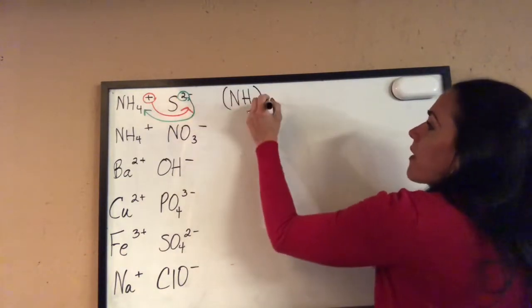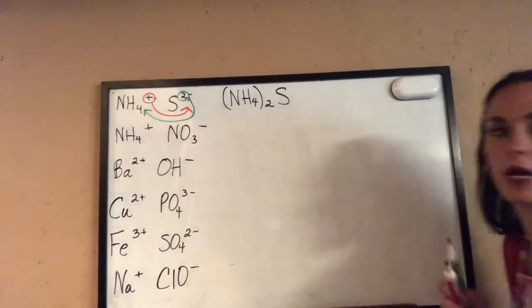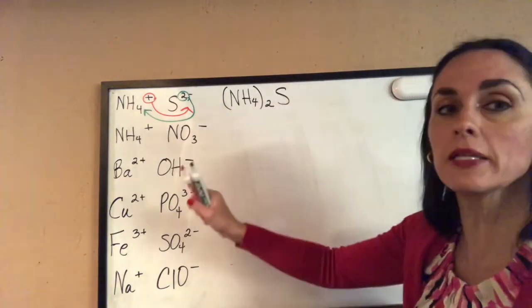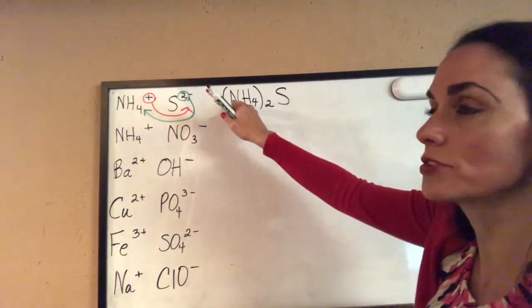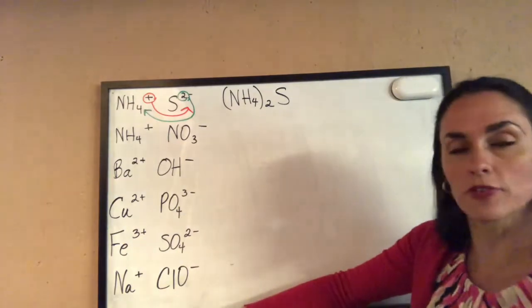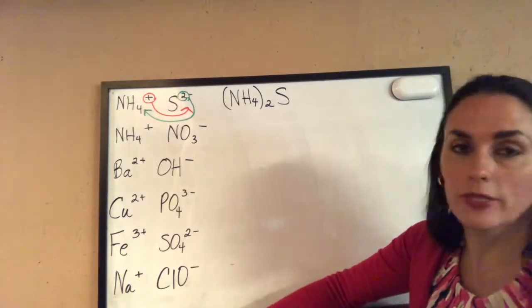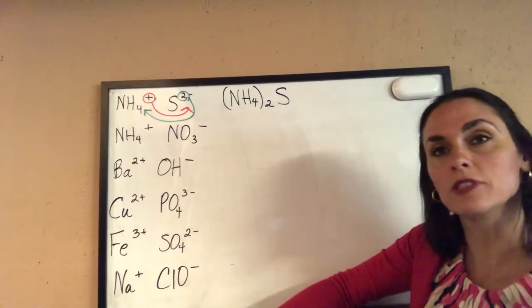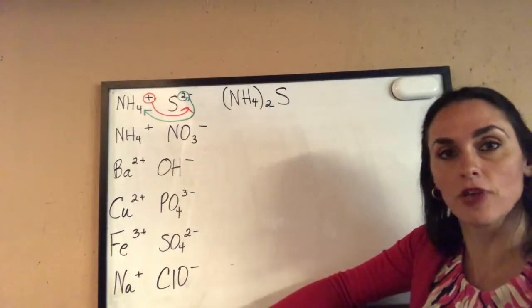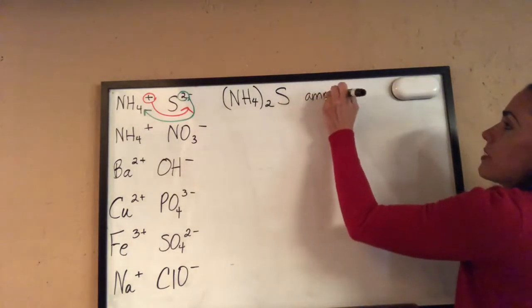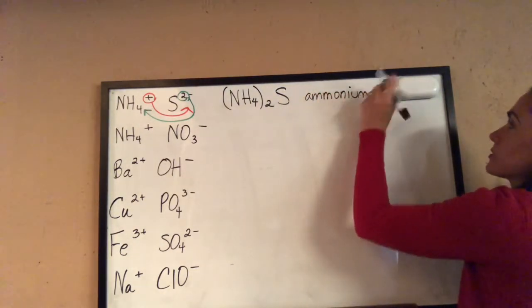Parentheses are needed around the ammonium ion. If you neglected to put the parentheses, it would be completely incorrect to say that you have 1 nitrogen, 42 hydrogens, and 1 sulfur. There's no way that you make 42 hydrogens out of that ionic bond. So the parentheses are important to show what is going on with this compound. This is ammonium sulfide.